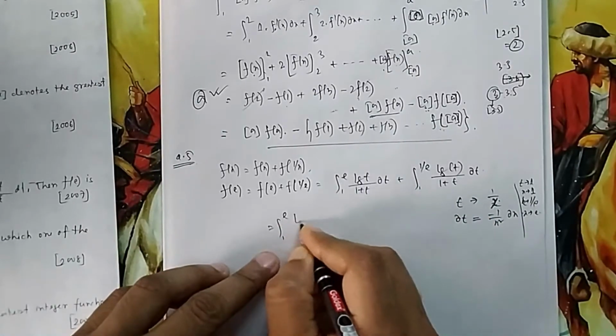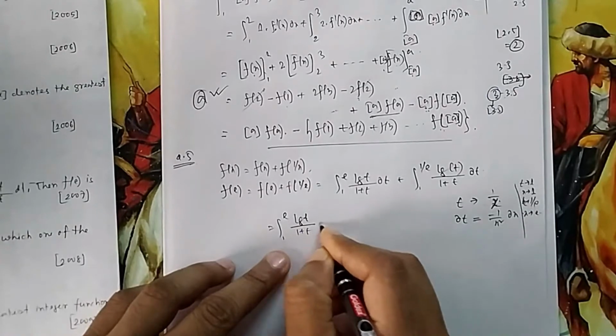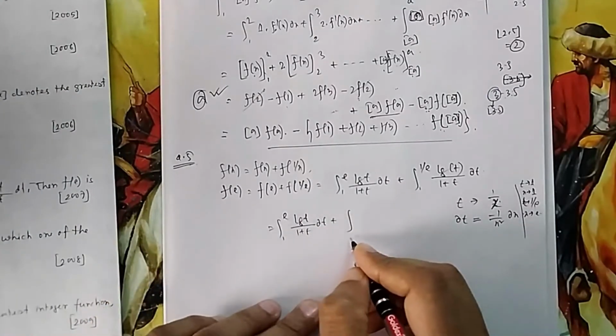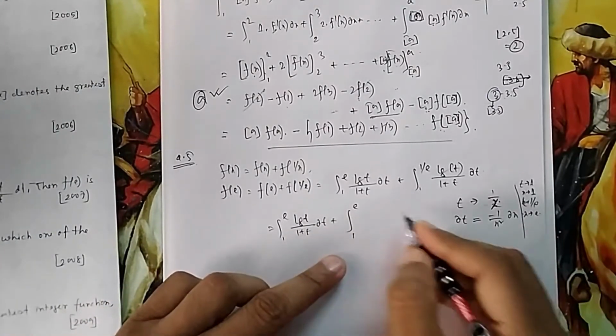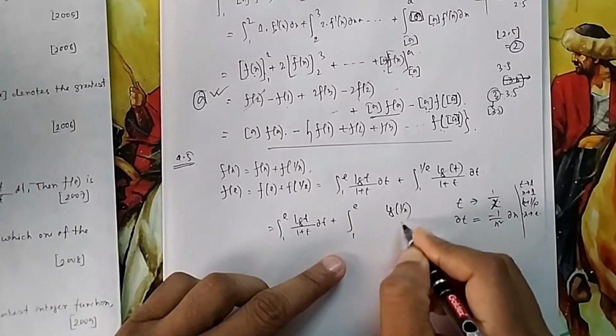This I am keeping as it is. I am changing here only. So it will be from 1 to e. Instead of log t, you will have log 1 by x.